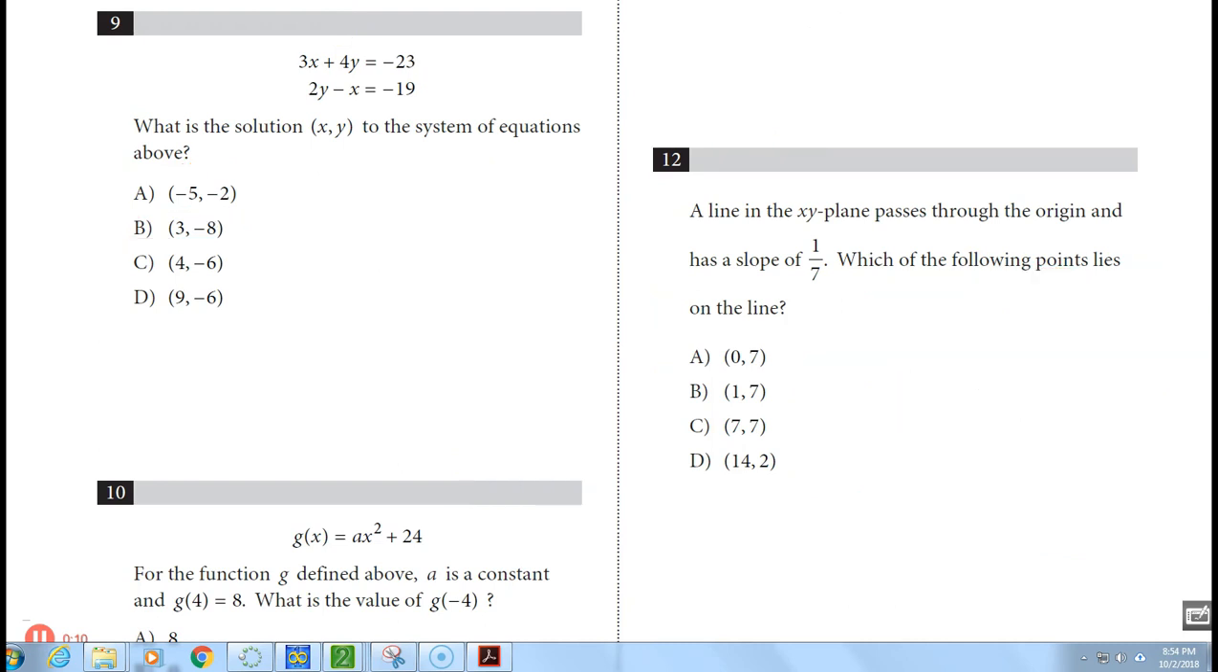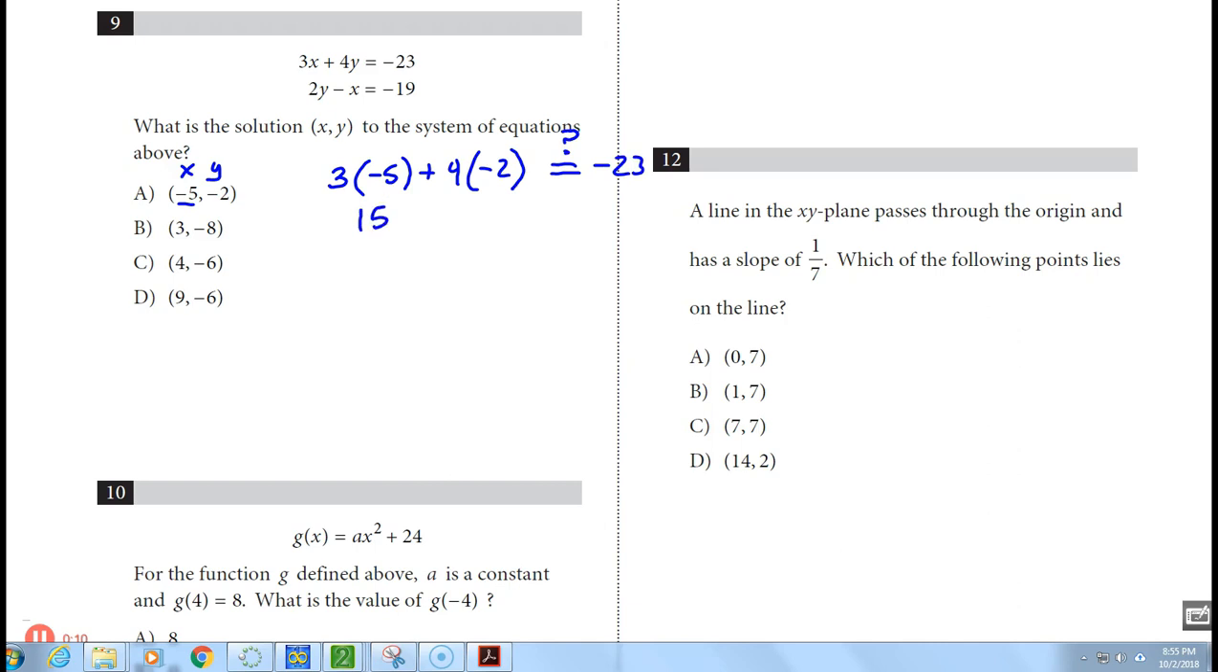On this problem, another way, and this could be time consuming, is you could just start trying every x-y combination until you found the one that worked for both of them. I'm not going to do them all because of time, but I'll show you one that doesn't work. For instance, let's try part A. If I do my top equation, 3 times negative 5, so I'm plugging this number in, plus 4 times negative 2, does that equal negative 23?